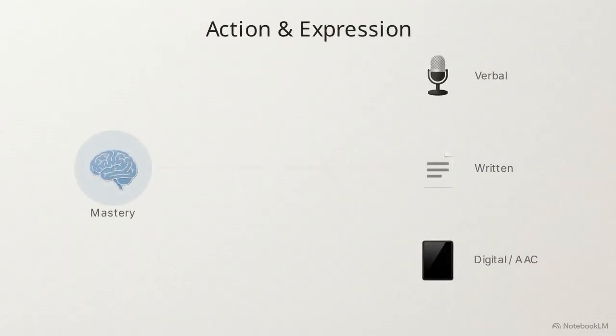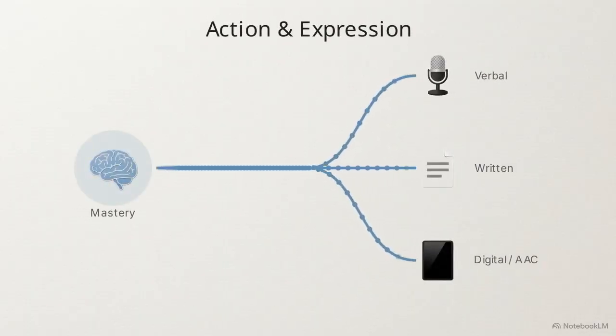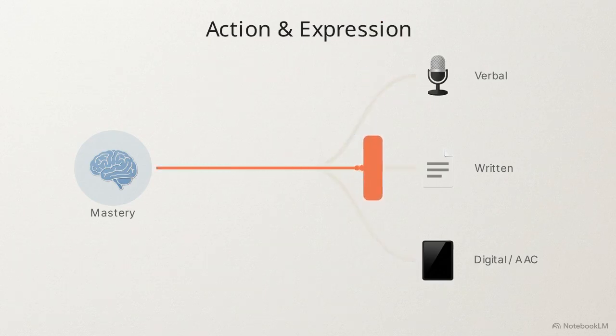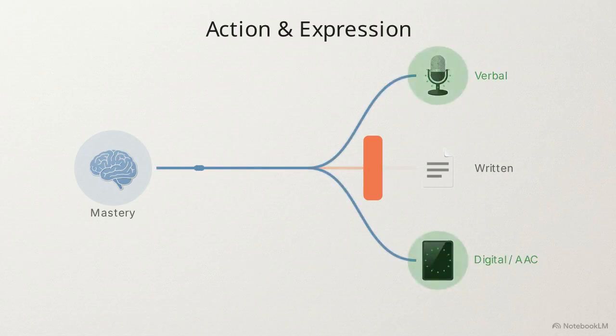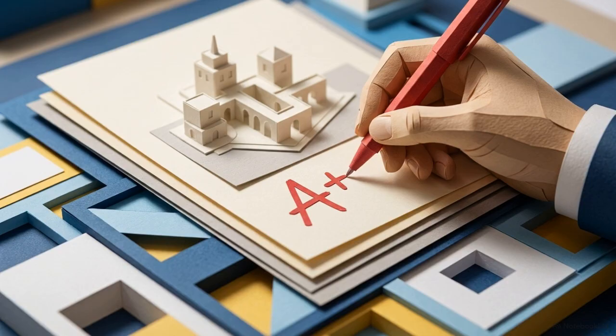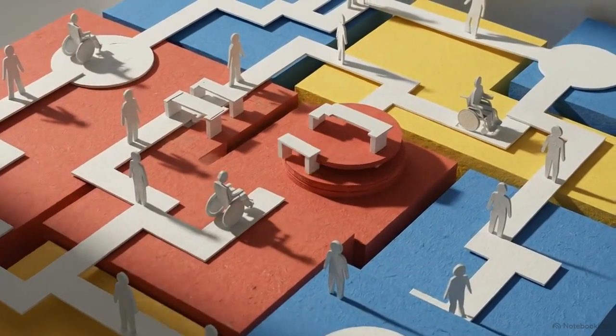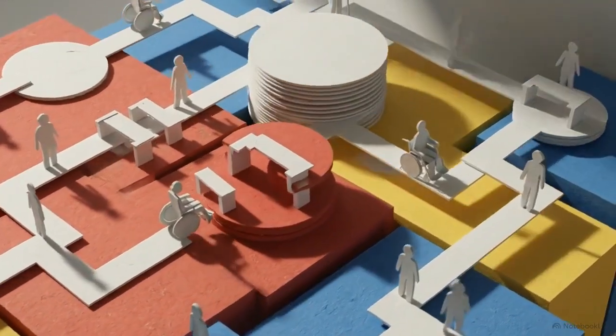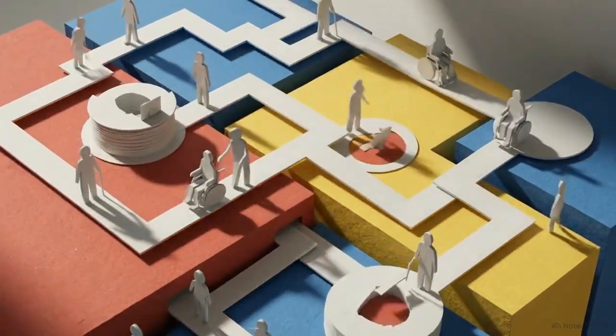The third vector, action and expression, focuses on output, allowing students to demonstrate mastery through multiple channels. Relying strictly on written exams penalizes students with physical or specific learning disabilities, even when their understanding is complete. By accepting alternative outputs, such as oral presentations, physical models, or augmentative and alternative communication tools, the curriculum measures knowledge rather than the physical ability to write. UDL ensures that the cognitive and physical interactions with the material are barrier-free for all neurologies and physiologies.